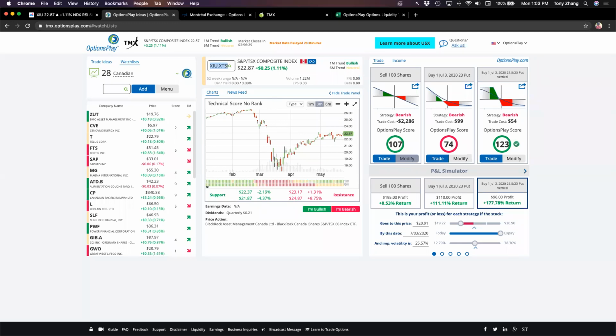And just to be clear, the bearish put vertical is not necessarily for a big move. If you're expecting a big move, you're better off buying the put option. Just the put option costs almost twice as expensive as the put spread. So be careful there. You are risking substantially more, and that's why it has a relatively low OptionsPlay score versus this one, which is a very high OptionsPlay score because this is cheap, this is expensive.